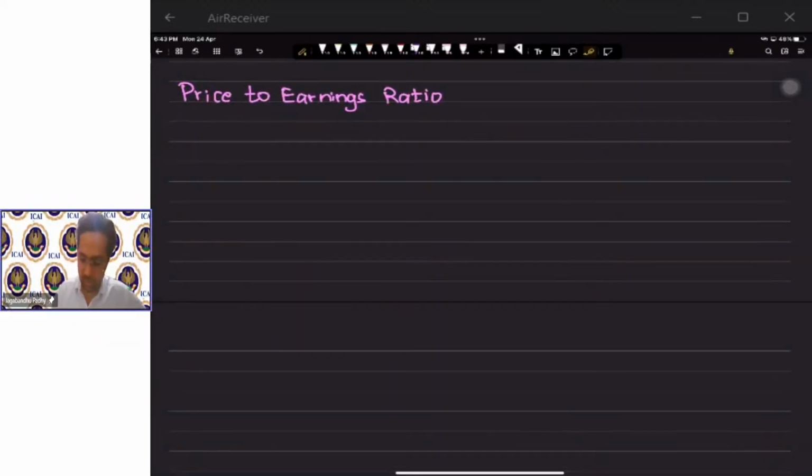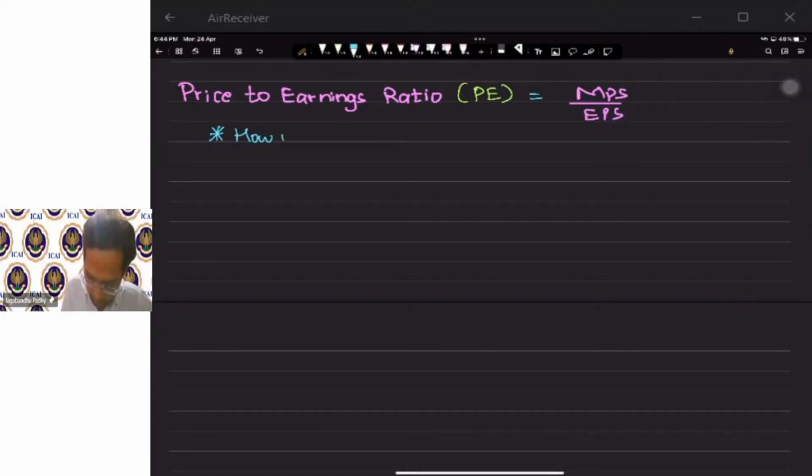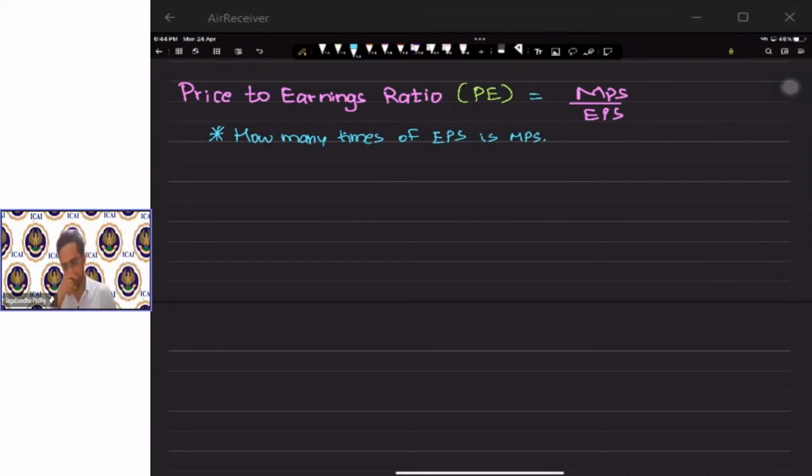Okay, let's come back to the price to earnings ratio, or with love we call it the PE ratio. As the name says, the PE ratio is market price per share upon earnings per share. It simply tells you how many times of EPS is MPS.